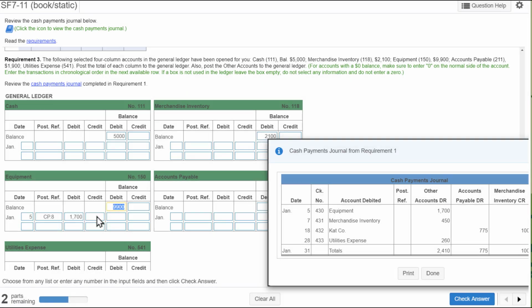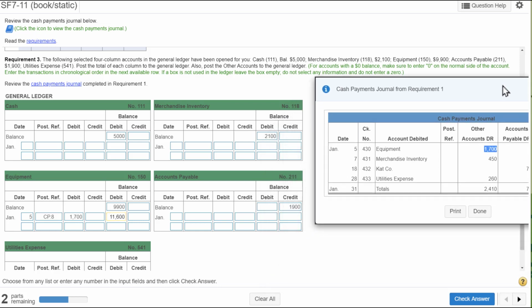So we had a debit balance, we debited it more, so our new balance for equipment is $11,600. So we posted the $1,700. Now let's post $450 on the 7th to inventory. Don't forget your post reference. So $450 as a debit.